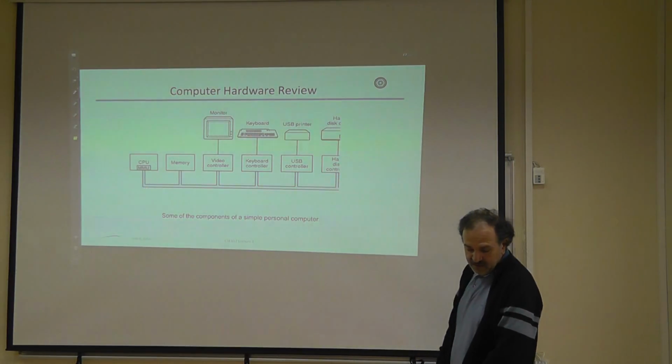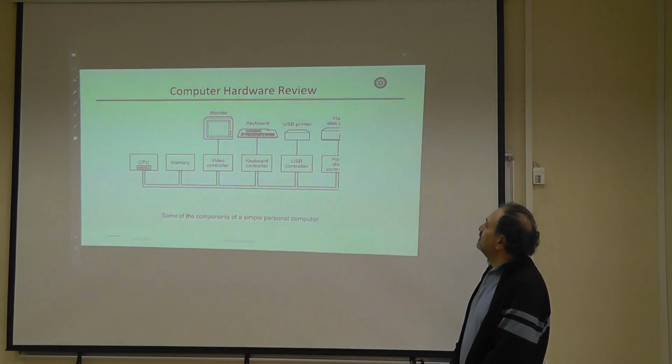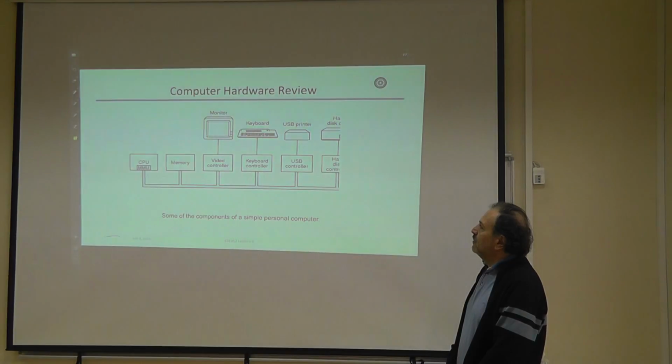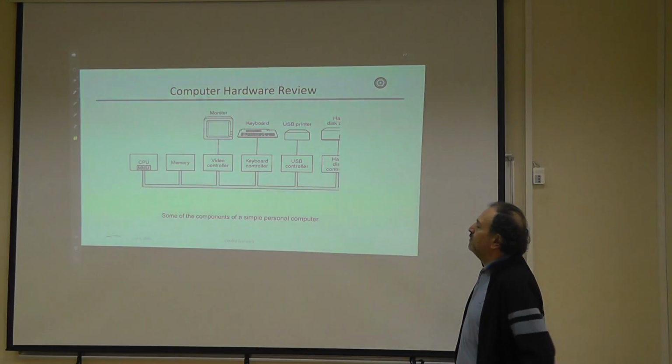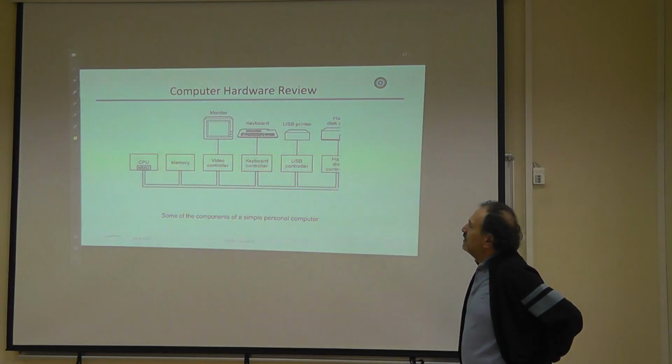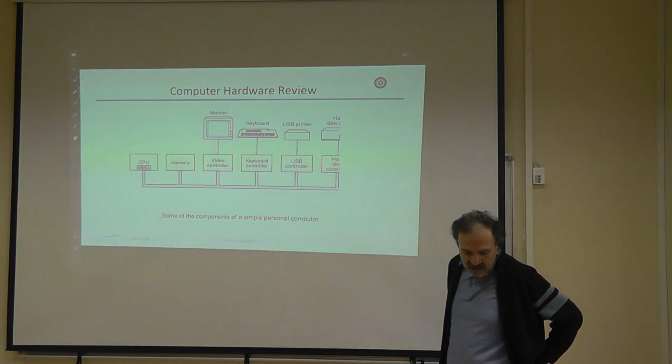Why are we using an operating system, what are they good for. Let's look at some computer hardware review, because we said that an operating system is a piece of software that isolates the user from the hardware complexity. That's why we need to look at the hardware in a little bit more detail.